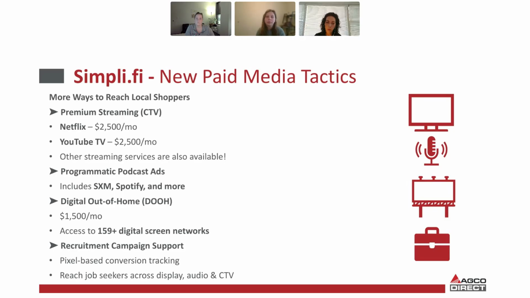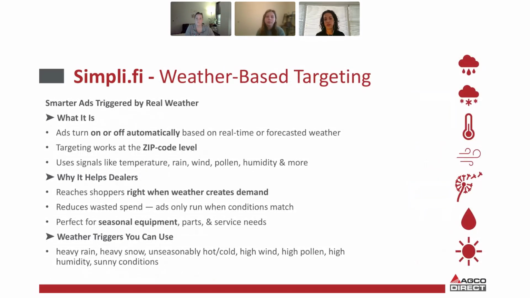And then there's one more through Simplify that we got really excited about this year, and that is weather-based targeting. So there is a new offering from Simplify that basically you can run ads that turn on or off based on real-time or forecasted weather. So it uses zip code level targeting and signals like temperature, rain, wind, pollen, humidity to turn on or off your ads. It reaches shoppers right when weather creates demand.